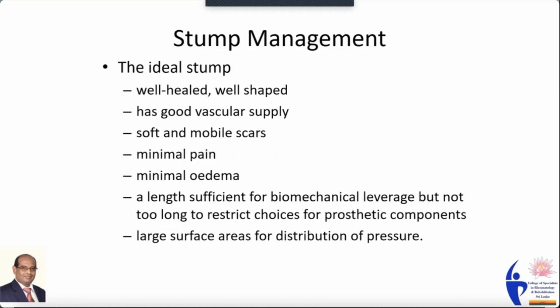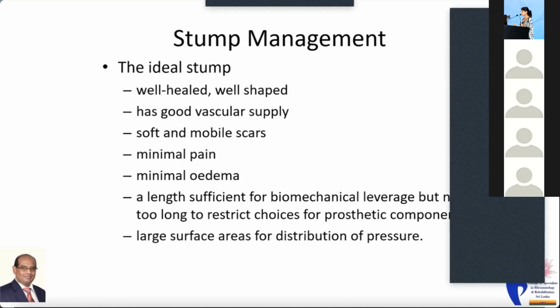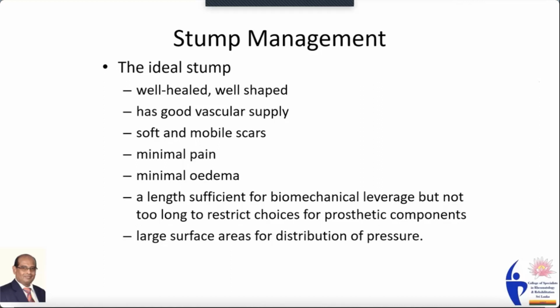The ideal stump should be well healed, well shaped, with a good vascular supply, a soft and mobile scar at the end of the stump, and minimal pain and minimal edema. Length should be sufficient for biomechanical leverage, but not too long to restrict the choices for prosthetic components. The surgeon should be well aware of this, otherwise we run into problems using the prostheses available to us. A large surface area at the end of the stump is again helpful to prevent pressure problems at the stump.